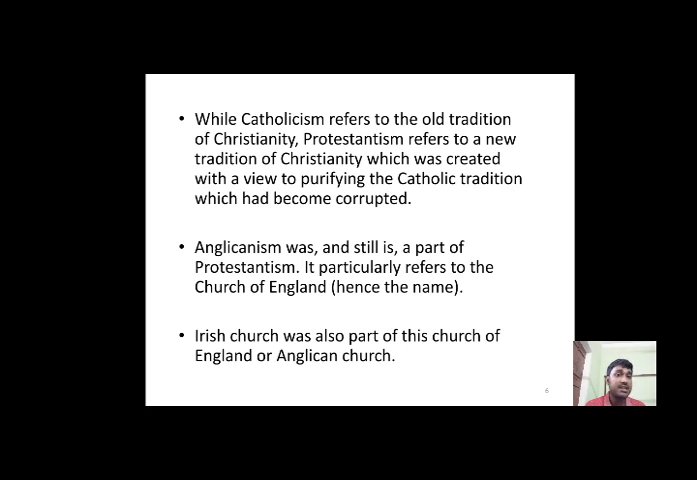Now, the Irish Church is a part of the Anglican Church. So, both the Anglican Church and the Irish Church are parts of the Protestant tradition. This you have to remember. So, as I told you, Swift adhered to the Irish Church. That means he was a Protestant at bottom.